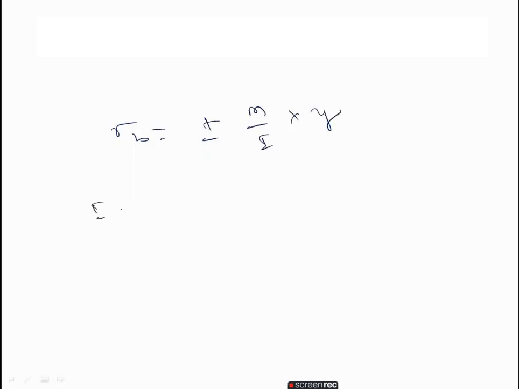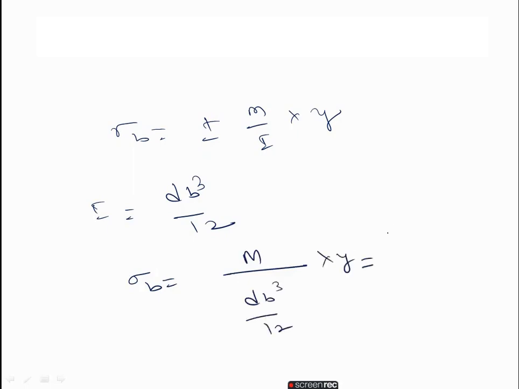I is db cubed by 12. So sigma b equal to M by (db cubed by 12) into y, which gives 12M by db cubed into y. Now the bending stress always depends upon the value of y from the axis yy. So this is the sigma b we got.